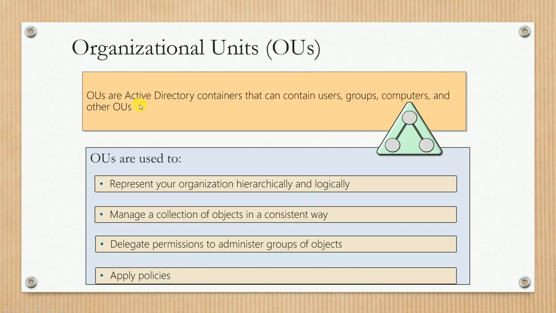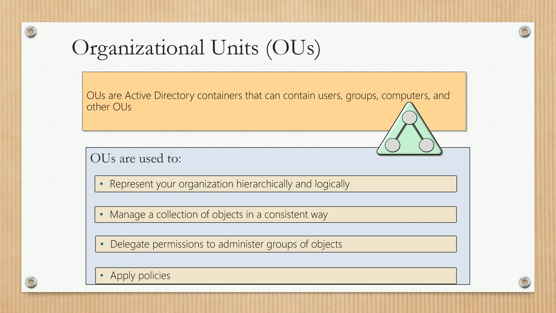What is the organization unit? We will be seeing this in the practical session. What is the OU, and what are users, computers and groups? OU stands for organizational unit. OUs are Active Directory containers that contain users, groups, computers, and other OUs. Inside the OU, you can add users, groups, computers and other things.